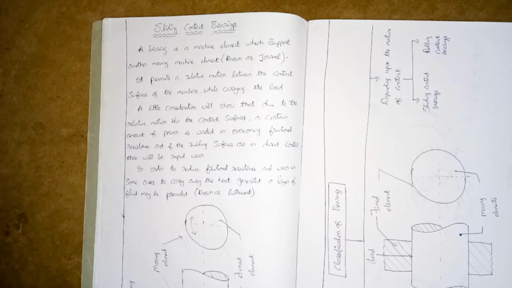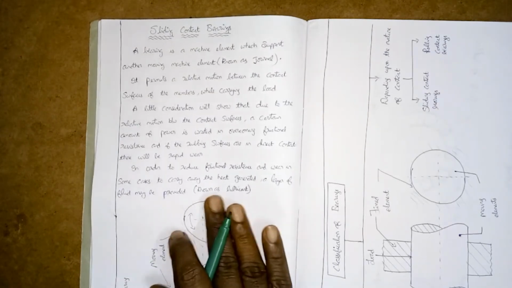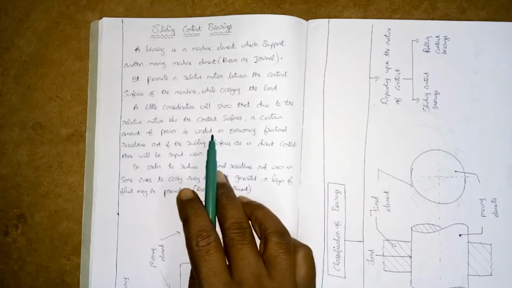It permits a relative motion between the contact surfaces of the members while carrying the load. Now, while relative motion is allowed between the contact surfaces, friction is taking place here. Let's see what is happening.